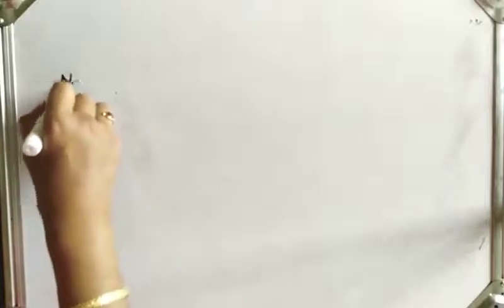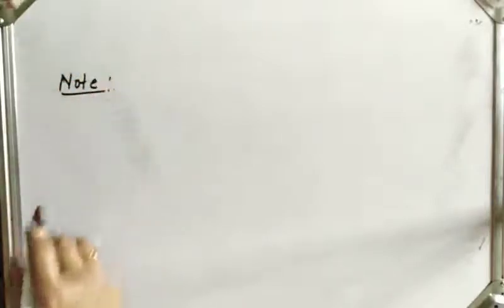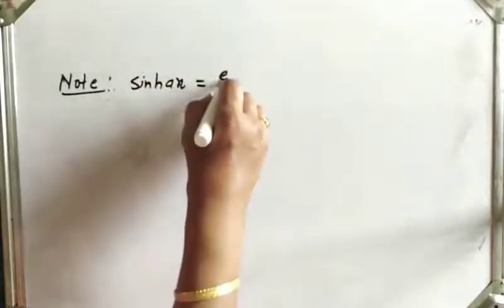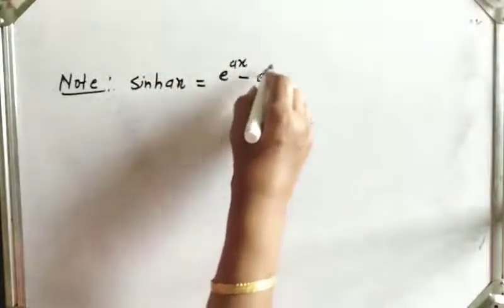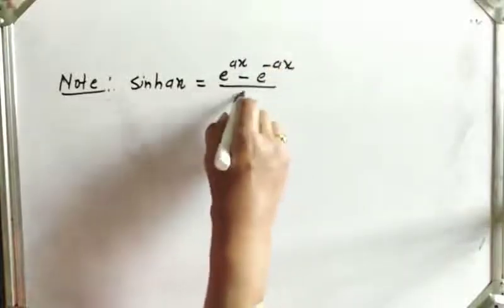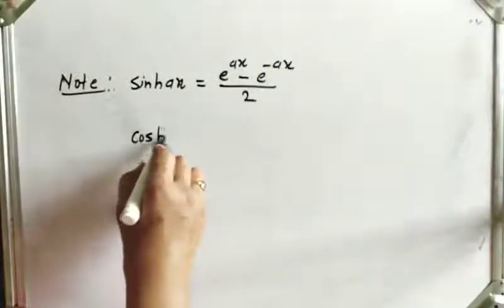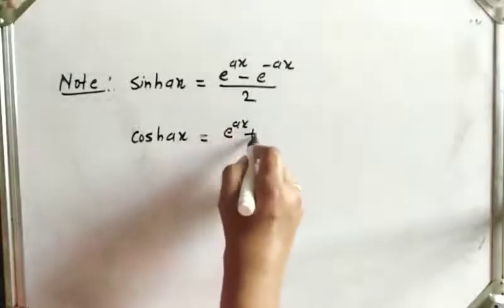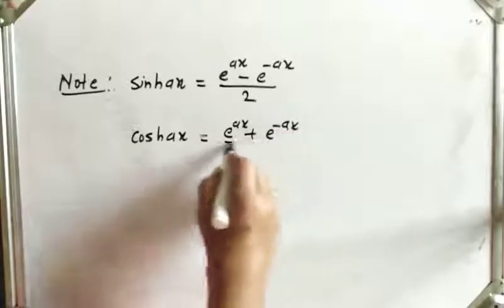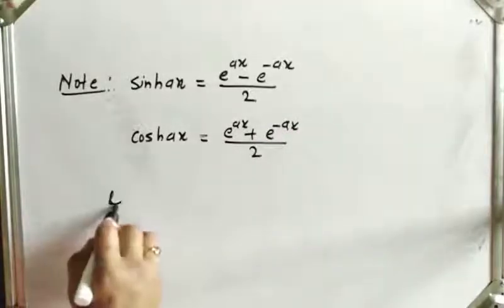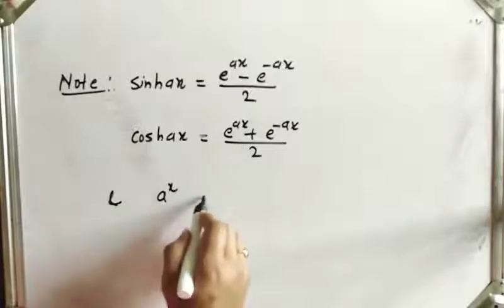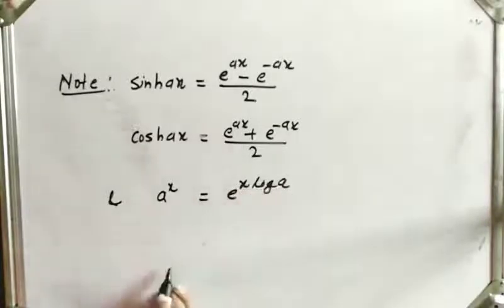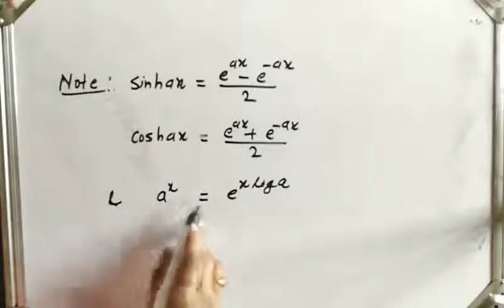Now write down one note. In examples we need these formulas: sinh ax is equal to (e raised to ax minus e raised to minus ax) by 2. cosh ax is equal to (e raised to ax plus e raised to minus ax) by 2. And if there is a raised to x, it can be written as e raised to x log a.